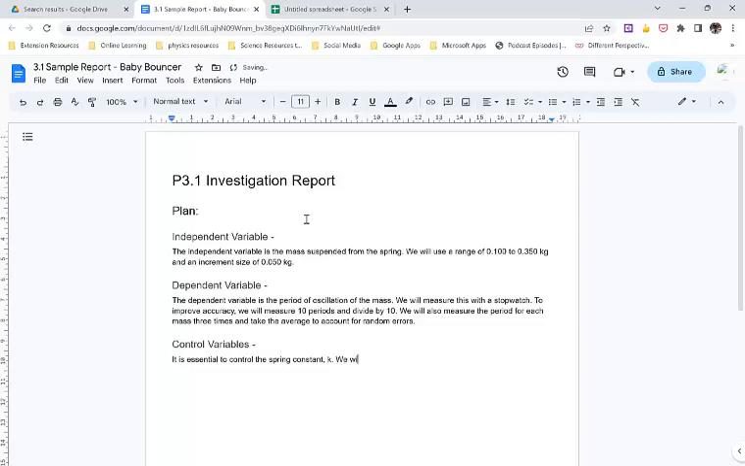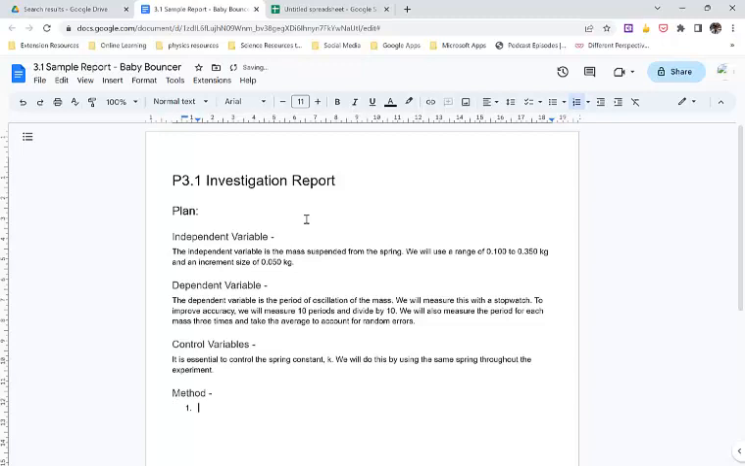We will do this by using the same spring throughout the experiment. Okay, and then we'll write a brief method as well. The method is not marked, so don't worry about this too much, but an experiment without a sort of numbered method doesn't really make sense.